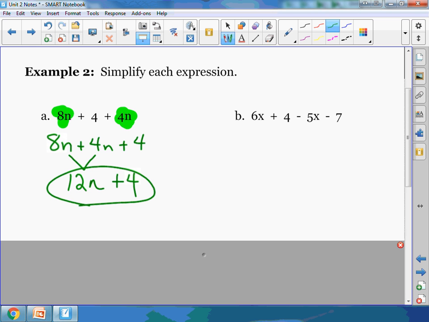I think letter A was rather simple for the fact that we only had addition. And what does addition allow us to do that can help us simplify an expression? By having everything addition, Justin, exactly, moving around any numbers, putting it in the order that makes sense to you. I can't do that right now with B. Or I can, but it's not as easy.